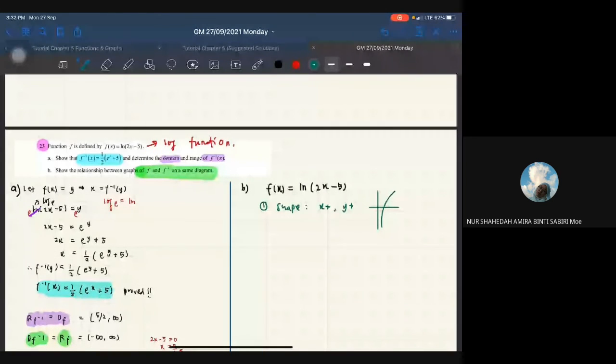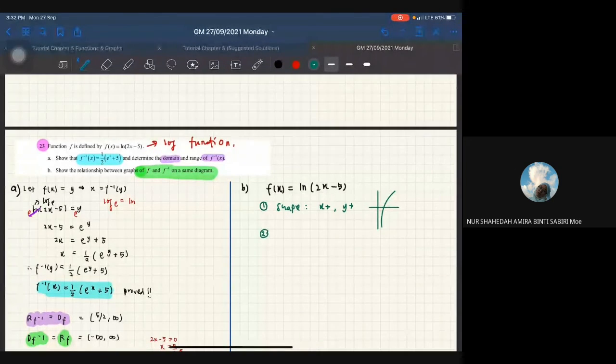Alright, so second step. Okay, so untuk graf ln, dia akan ada satu vertical asymptote. So kita buat VA kat sini. Okay, so macam mana cara kita nak cari vertical asymptote ni? So kita akan ambil whatever is inside this bracket yang dekat tepi kanan ln tu. Okay, so we let it equal to 0. So kita buat 2x tolak 5 sama dengan kosong. So kita akan dapat x is equal to 5/2. So this is our vertical asymptote.